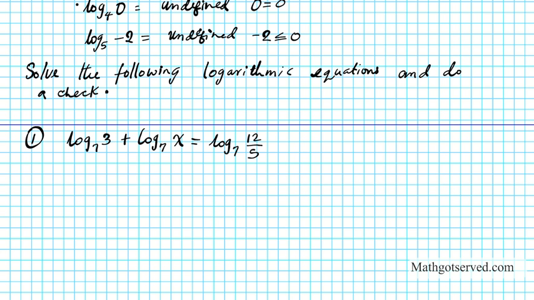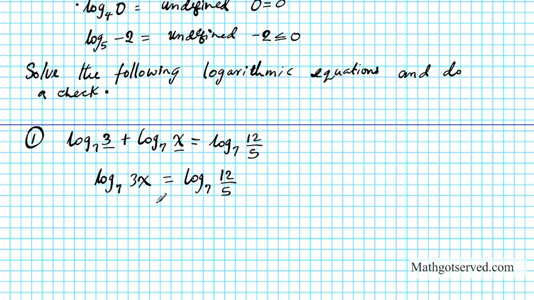To condense these, we're going to use the product property of logarithms. The product property says that multiplying the arguments of the logarithm is the same thing as adding the independent logs. So using the reverse of the product property, this is going to be log base 7 of 3x equals log base 7 of 12 over 5.